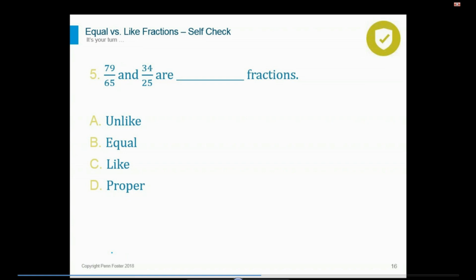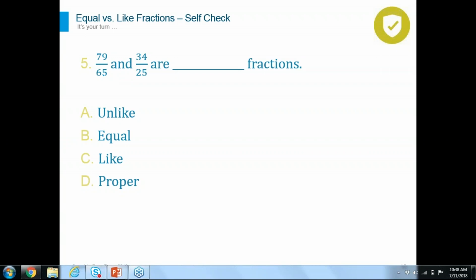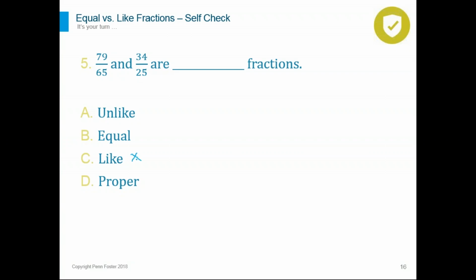Okay, let's do the question together. Since the two fractions have different denominators, I know they are unlike, but what about the other options? Equal? They are not equal. Do the cross multiplication and you will find that they are not equal. Like? That is not correct because the denominators are not the same. Proper? That is not right. The numerator is greater than the denominator in each case, so actually both fractions are improper. The only right answer is A, unlike.